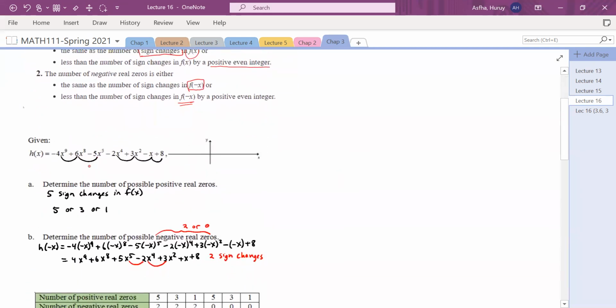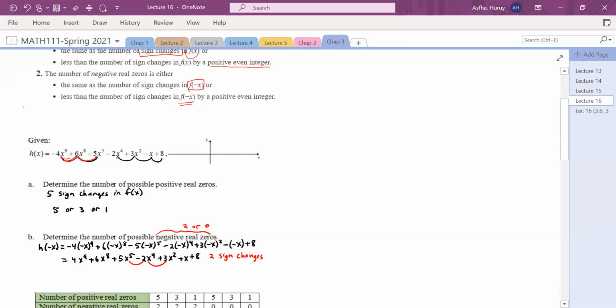For example, let's consider this. H of x is given by this function. Now, the first thing that we need to do is count the number of sign changes. Here the first term is negative and the second term is positive, so when we go from the first to the second, we have one change. Then from the second, which is positive, to the next, which is negative, there is a sign change, so that is 2. And then from negative to negative, there is no sign change here.